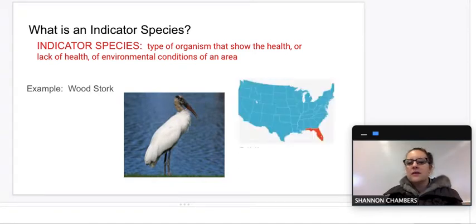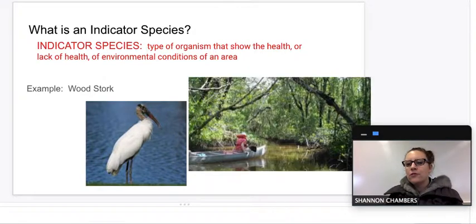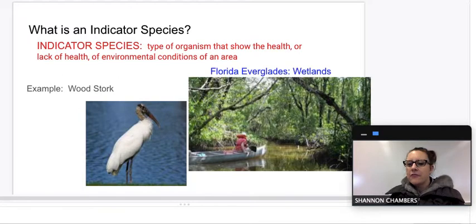The wood stork is known for living in Florida. Here's a picture of where Florida is if you're not familiar. When most people think about Florida, they think about the ocean, palm trees, or Disney World. But really, Florida is known for this. Florida is known for the Everglades, the Florida Everglades National Park, and it's basically an area of wetlands.